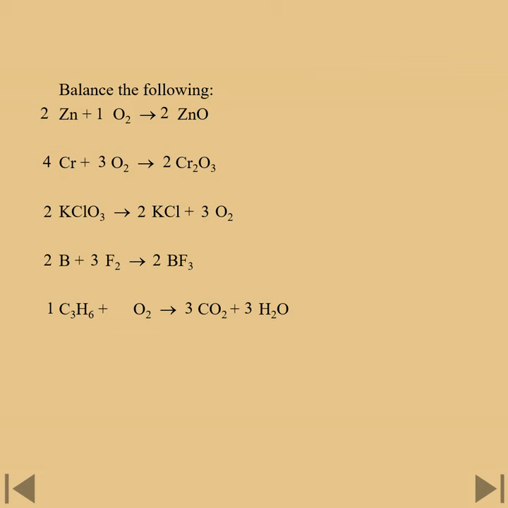Okay, we have for the carbon dioxide 3 times 2 for 6, and for the water 3 more for 9. So we write this as 9 halves, and then multiply the whole equation by 2 to clear that fraction. So 2 cyclopropanes react with 9 O2s to form 6 carbon dioxides and 6 dihydrogen oxides.